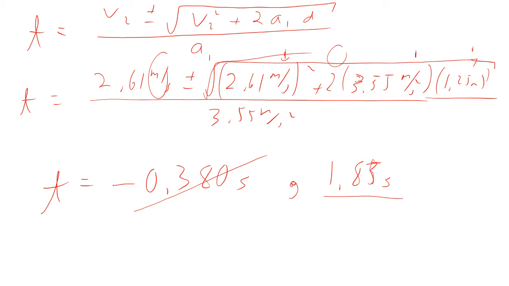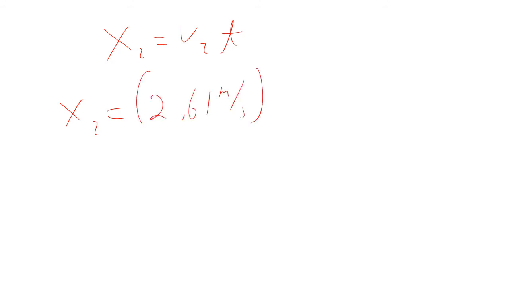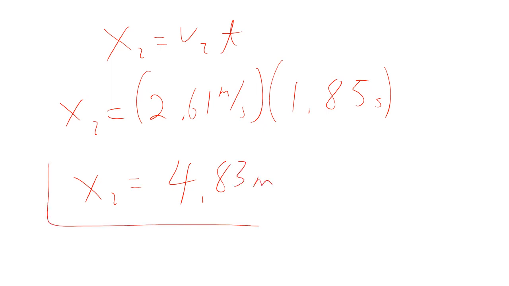So with 1.85 seconds, the distance the rat ran, x2, is v2 times time. So that's going to be 2.61 meters per second times 1.85 seconds. And so x2 is going to be 4.83 meters. So that's how far the rat was able to run before the cat caught him.